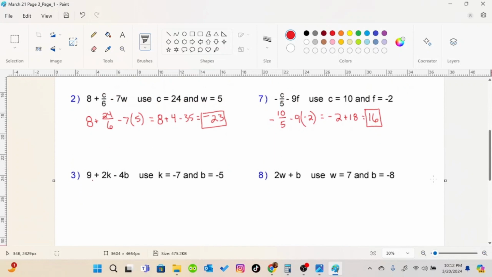Number 3. K equals -7 and B equals -5. 2 times -7 is -14, and -4 times -5 is +20. 9 minus 14 is -5, and -5 plus 20 is 15. Final answer.